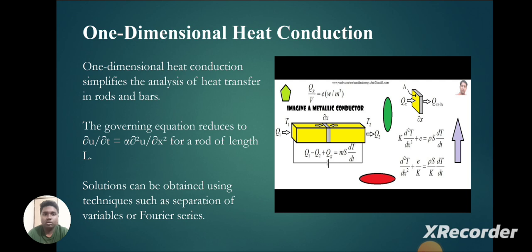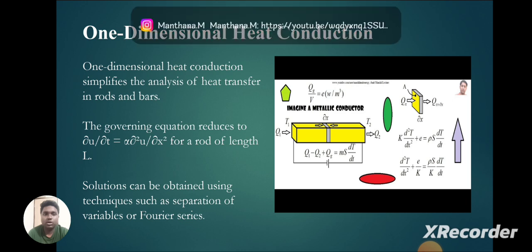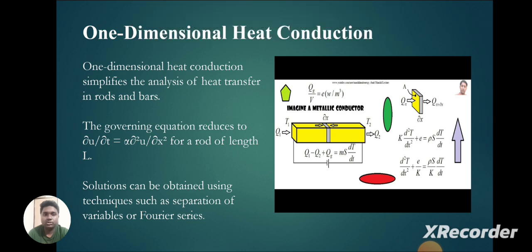The first main topic is one-dimensional heat conduction, where the heat is passed through one-dimensional systems. It is also called 1D heat conduction. One-dimensional heat conduction simplifies the analysis of heat transfer in rods and bars. The governing equation reduces to ∂u/∂t = α ∂²u/∂x² for a rod of length L. The solution can be obtained using techniques such as separation of variables or the Fourier series. And this is all about 1D heat conduction.